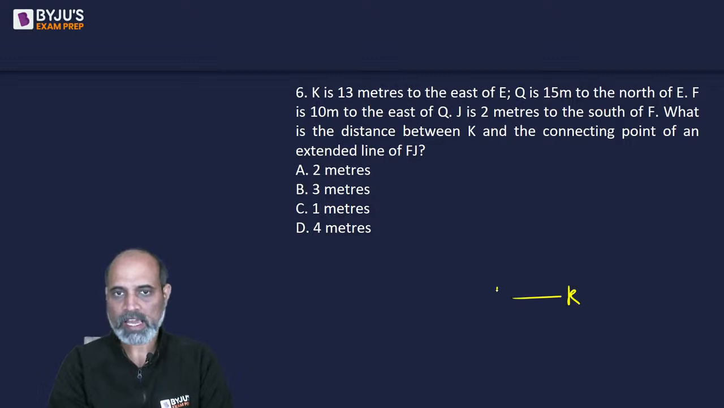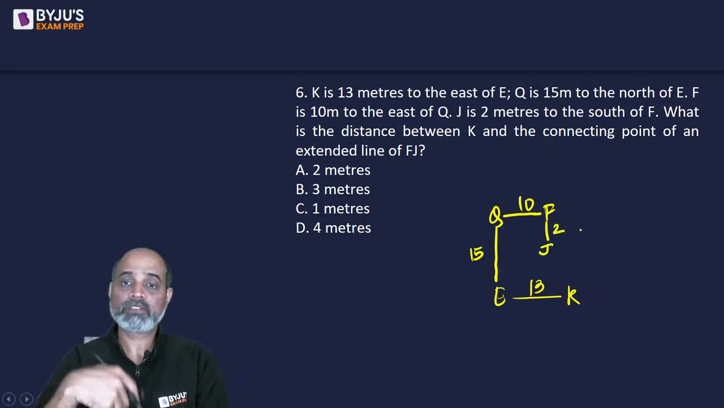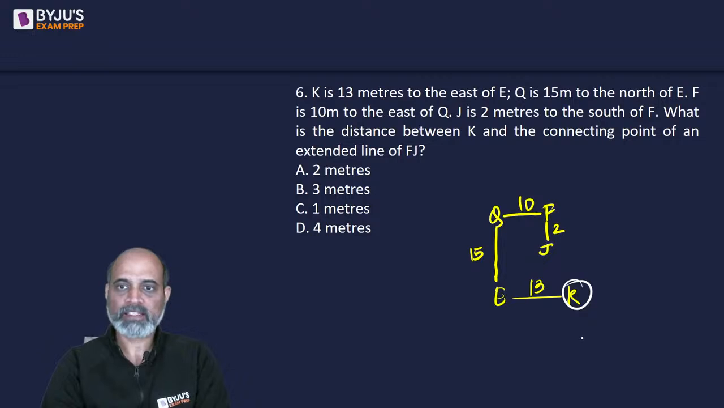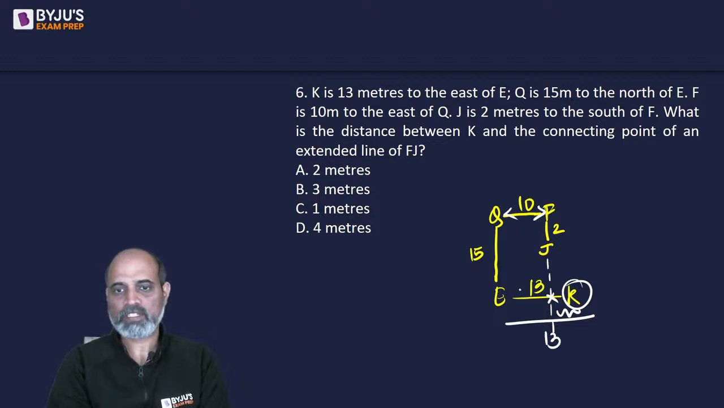So we have got K and we have got E, and K is 13 meters to the east of E. Q is 15 meters to the north of E. F is 10 meters to the east of Q, and J is 2 meters to the south of F. Now question asked is, what is the distance between K and the connecting point of an extending line of FJ? So how much is this distance? So obviously this entire distance was 13, while if this distance is 10, this will also be 10. So the leftover is going to be 3, right? Straightforward, 3 meters.